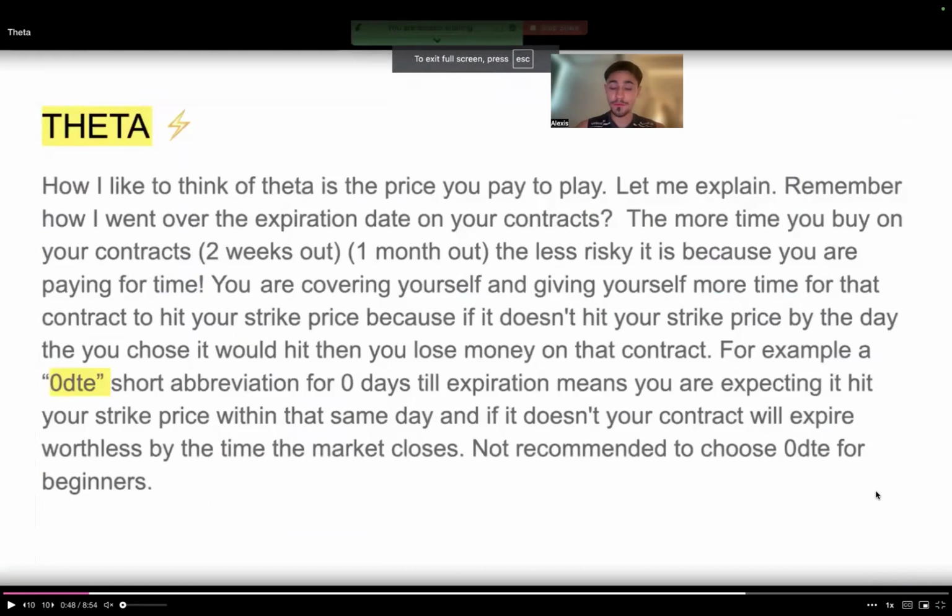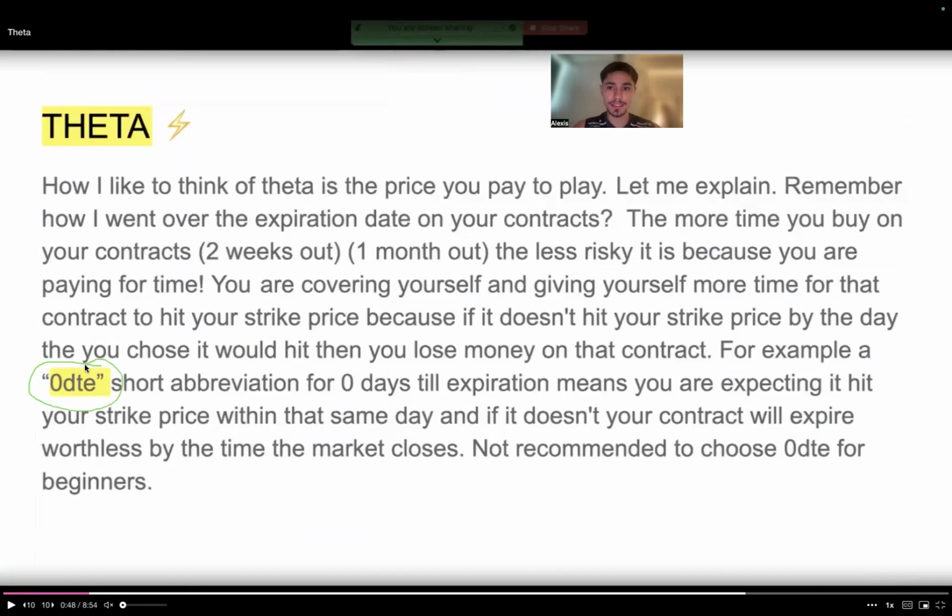Of course, like I said, if you buy a month out, it'll probably be more expensive than a contract that expires in 1 week. If you buy a contract that expires in 1 week, it'll be more expensive than a contract that expires in 1 day. The more time you have, the more expensive they are, because you're paying for time. That is why 0 days to expiration contracts are the cheapest contracts, because you don't have a lot of time.